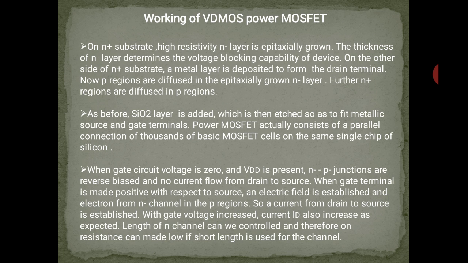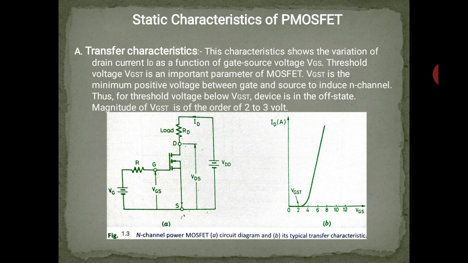This is the working of this high power MOSFET. The static characteristics are shown here. Static characteristic of power MOSFET describe basic circuit diagram for N-channel power MOSFET, where voltage and current are as indicated. Source terminal S is taken as common terminal as usual between the input and output of the MOSFET. First is transfer characteristics. This characteristic shows the variation of drain current as a function of gate source voltage VGS.